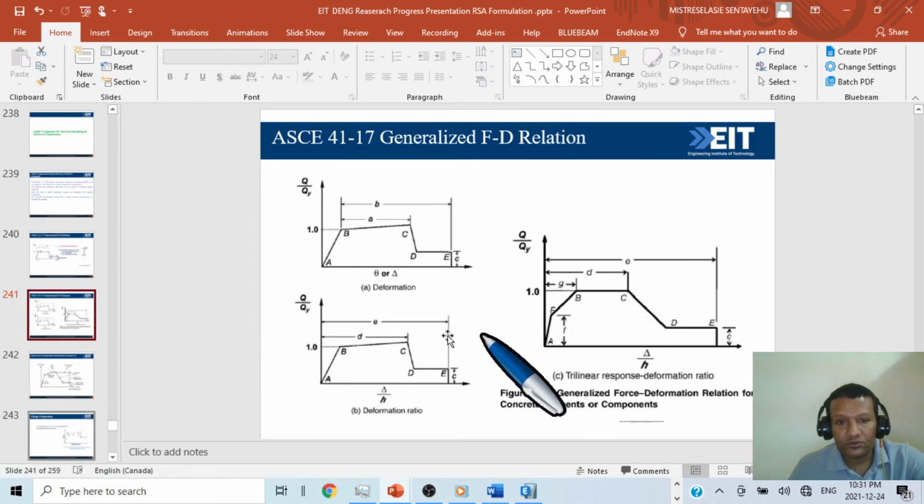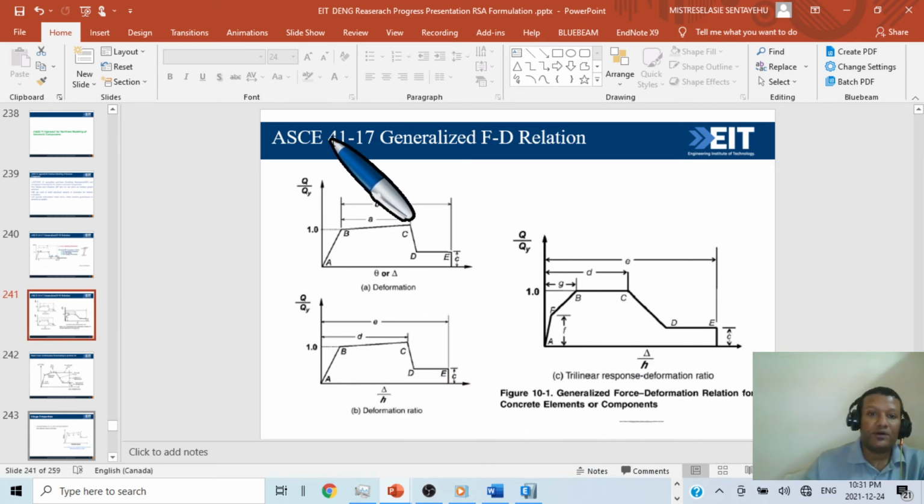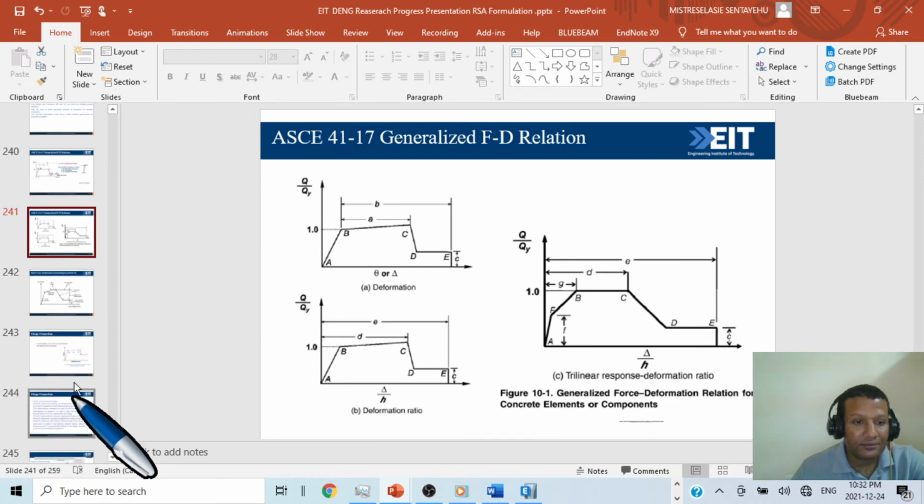Again, there is a lot of representation. This is for deformation, this is for the deformation ratio. You can add also, so this is the trilinear response deformation ratio. This is all found in ASCE 41-17. You can check it.